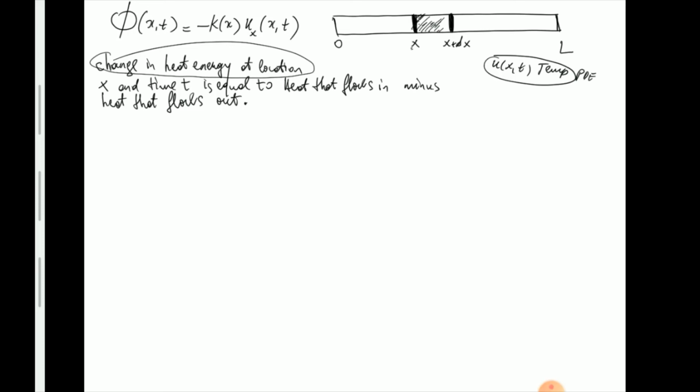So notice that if I take partial t of u, so u partial t of x,t, this is the change in temperature at time t and location x.